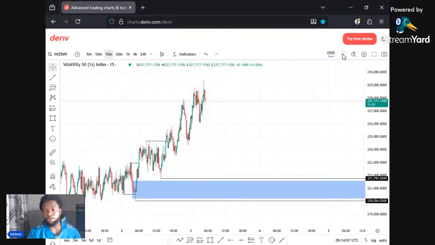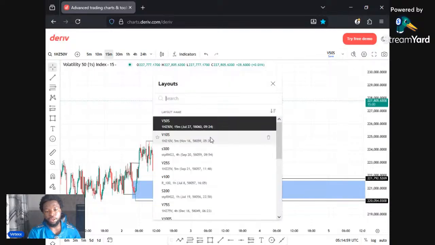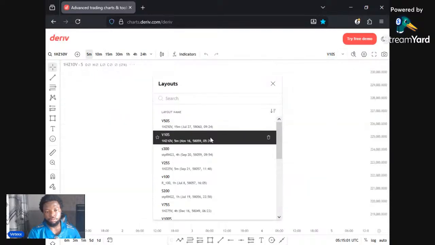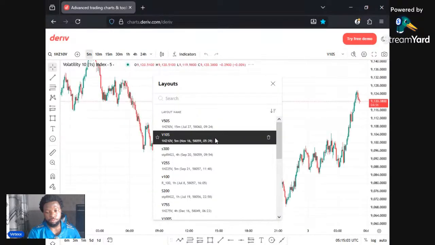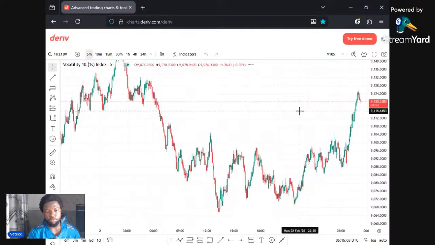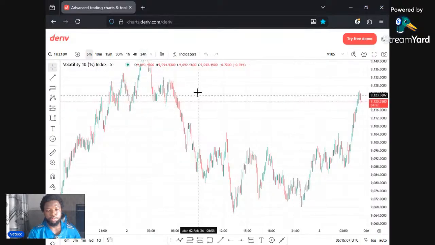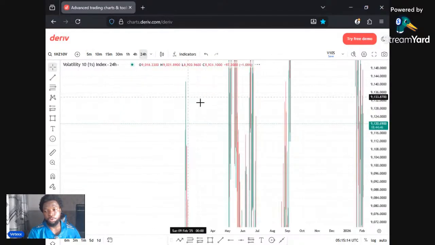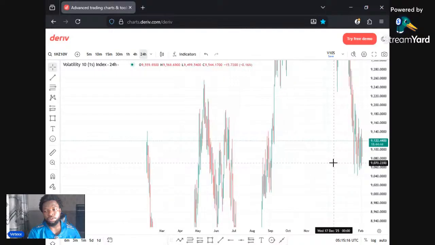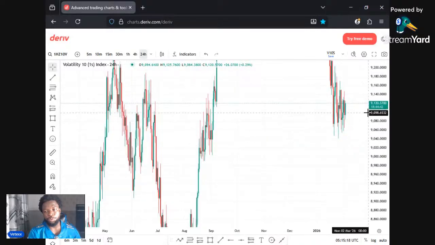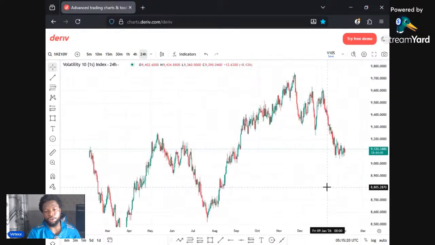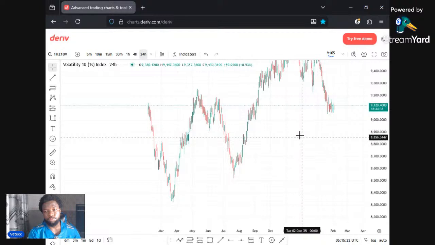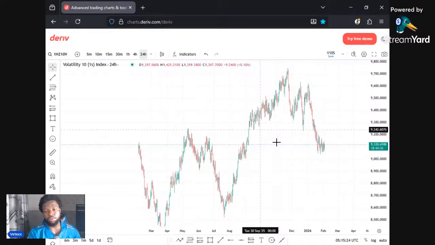Now let's check the next pair, which is V10S. V10S is bullish on the weekly time frame. It gives us a clear structure on the weekly time frame, and since then we've been buying. We've been buying for the longest. It hasn't even smashed TP yet.